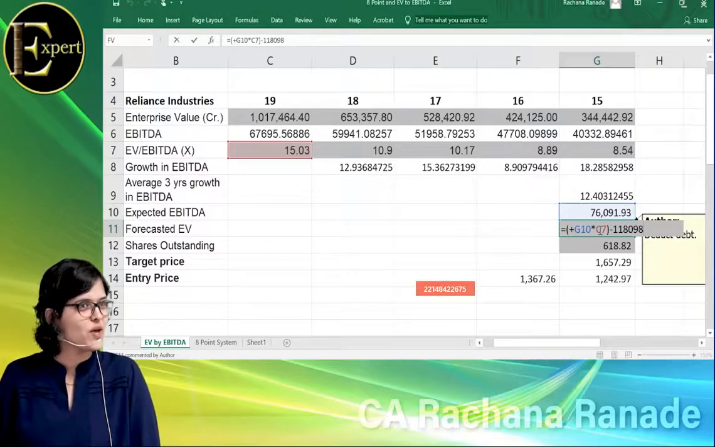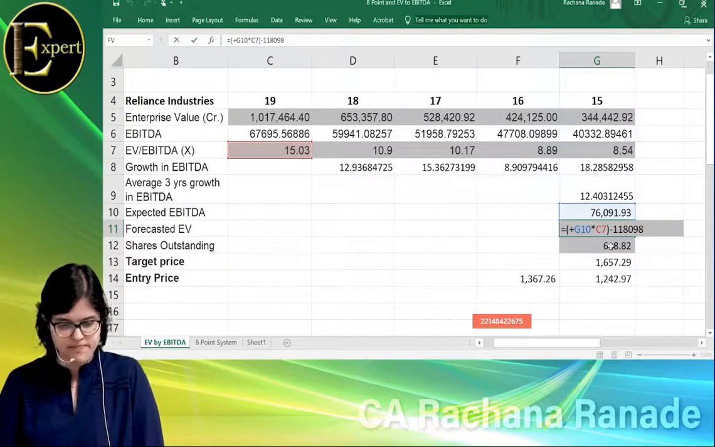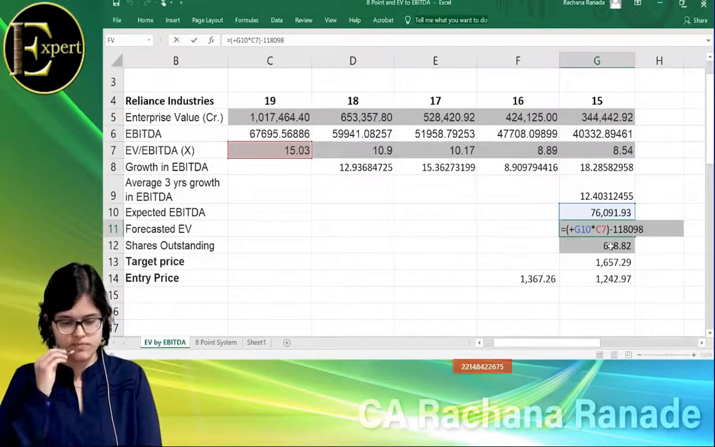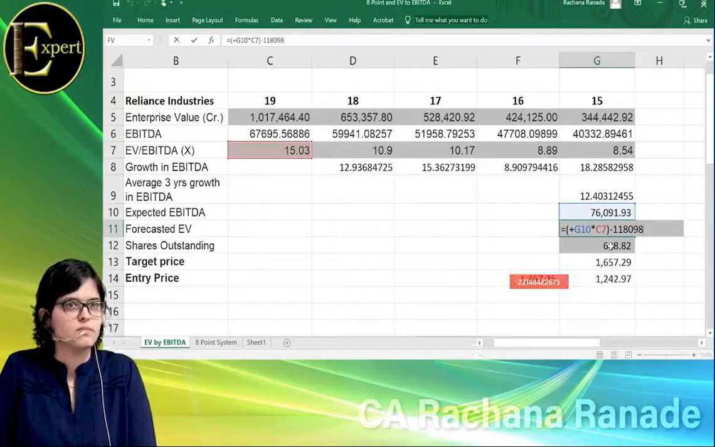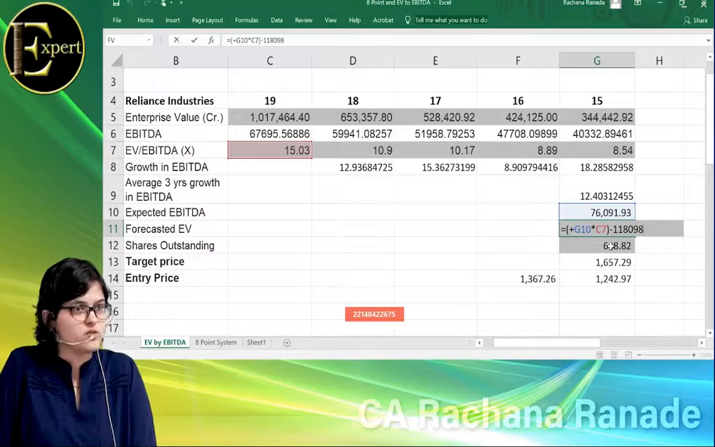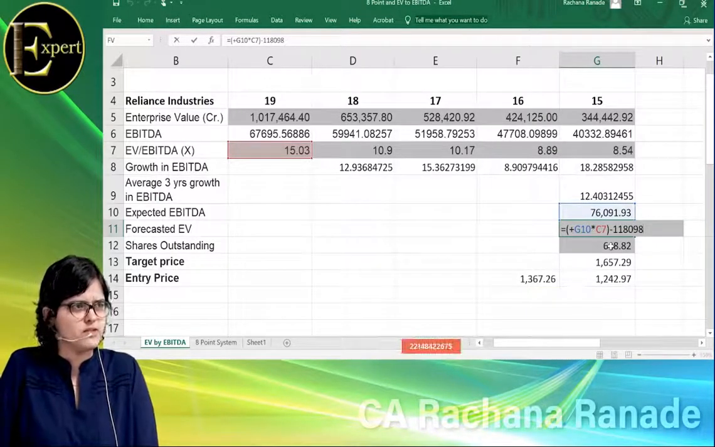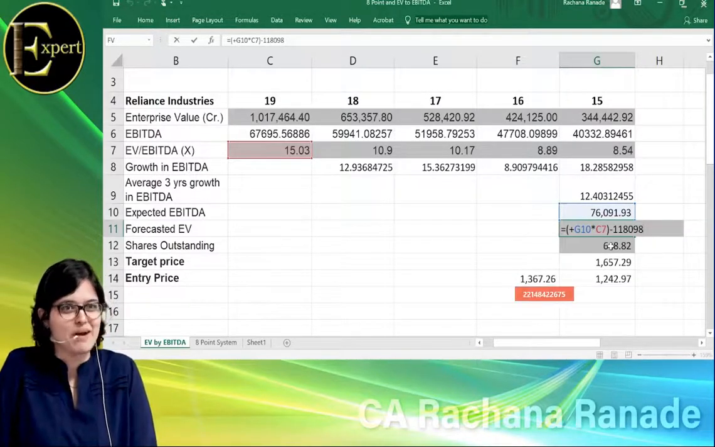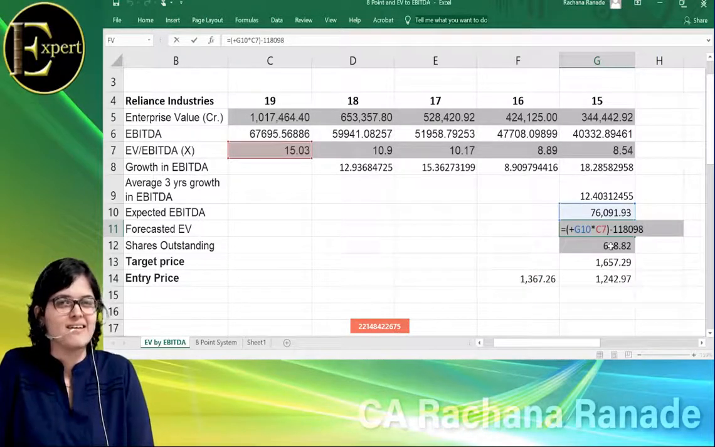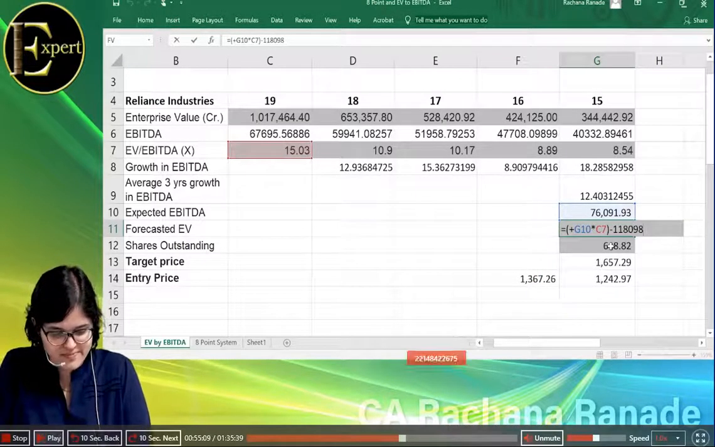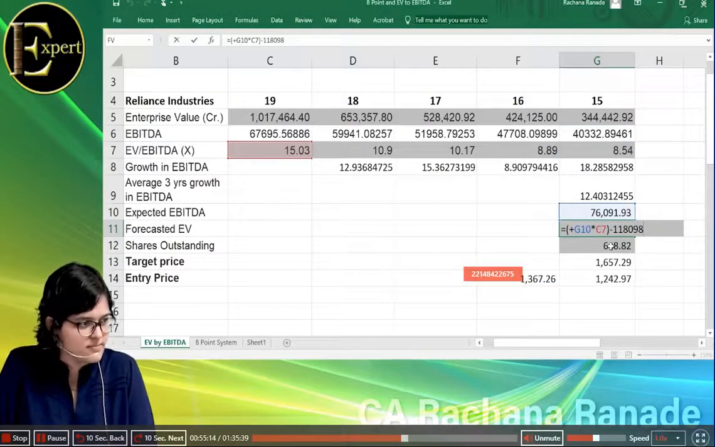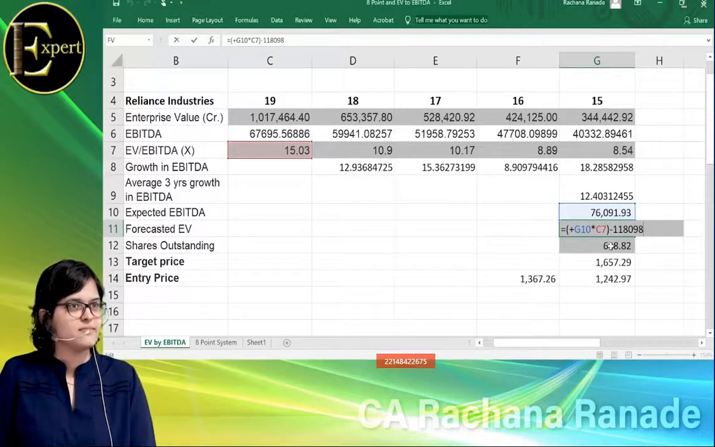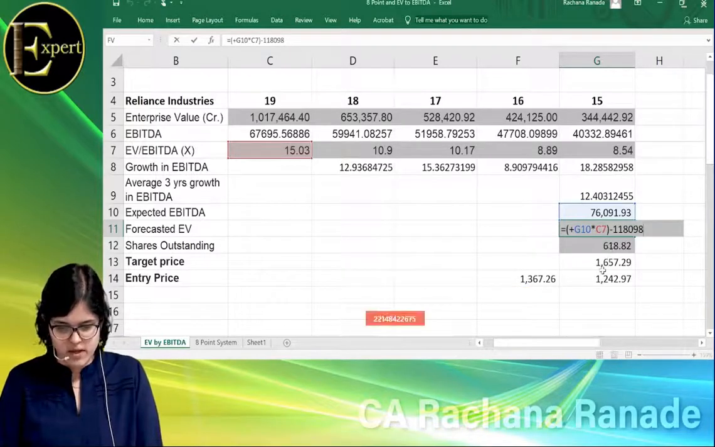Okay. Now what is the next step? Shares outstanding. How do we get shares outstanding? Again, without feeling shy, we have to write it down: Moneycontrol, shareholding pattern. Moneycontrol dash shareholding pattern. There we are going to get the total number of shares.